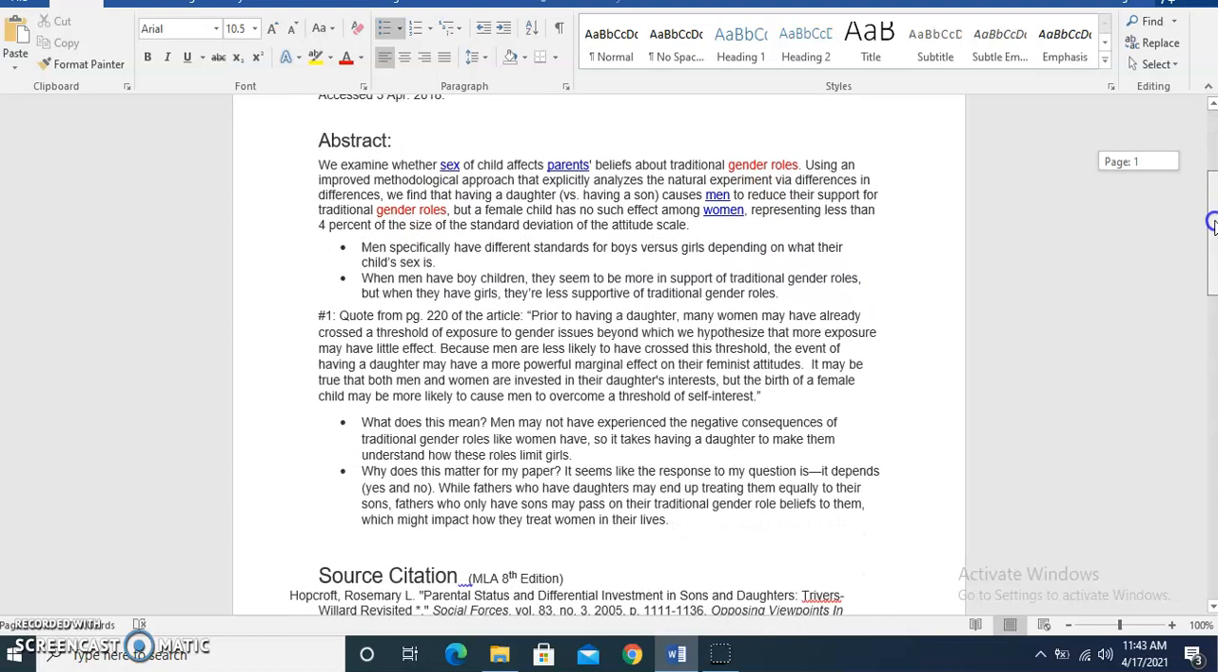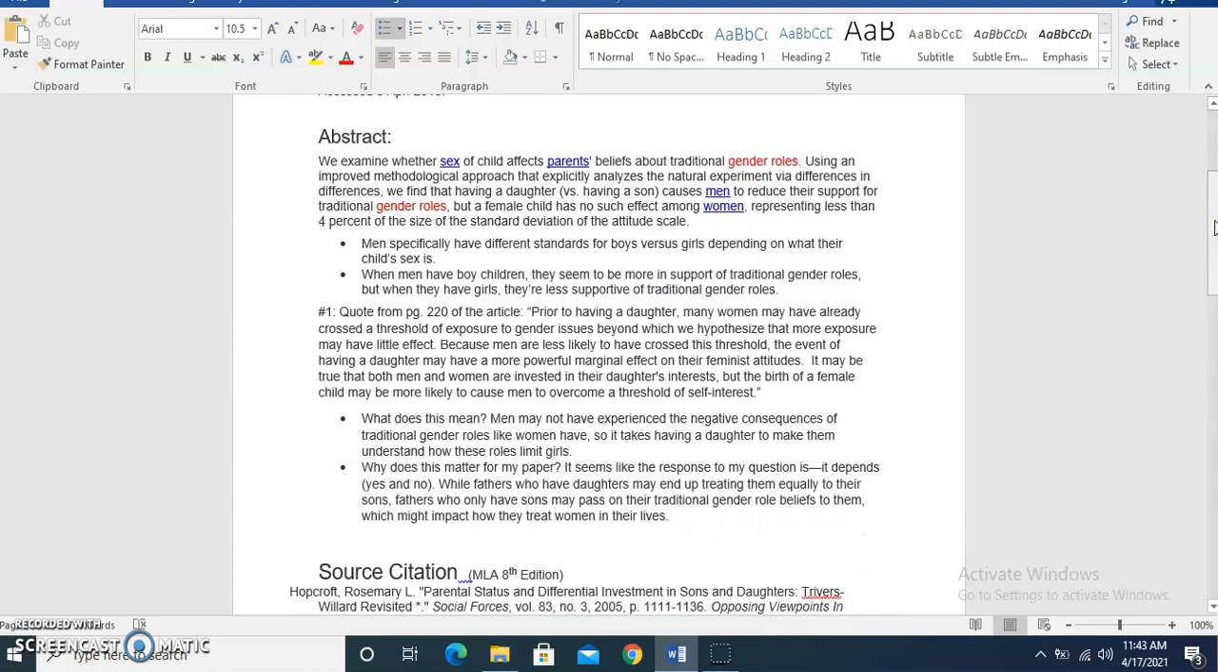These abstracts that you have in the databases are really good at simplifying what the article is going to be about. It says, in this article, they examine whether the sex of a child affects parents' beliefs about traditional gender roles. Using an improved methodological approach that explicitly analyzes the natural experiment versus differences in differences, we find that having a daughter versus having a son causes men to reduce their support for traditional gender roles, but a female child has no such effect among women, representing less than 4% of the size of the standard deviation of the attitude scale.